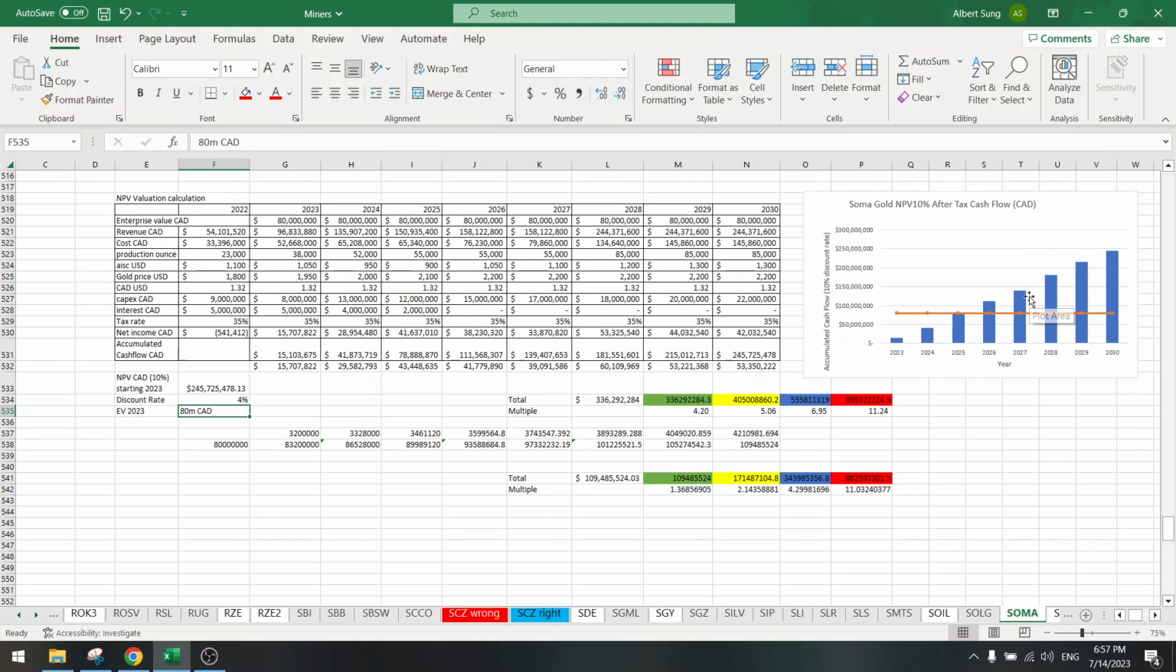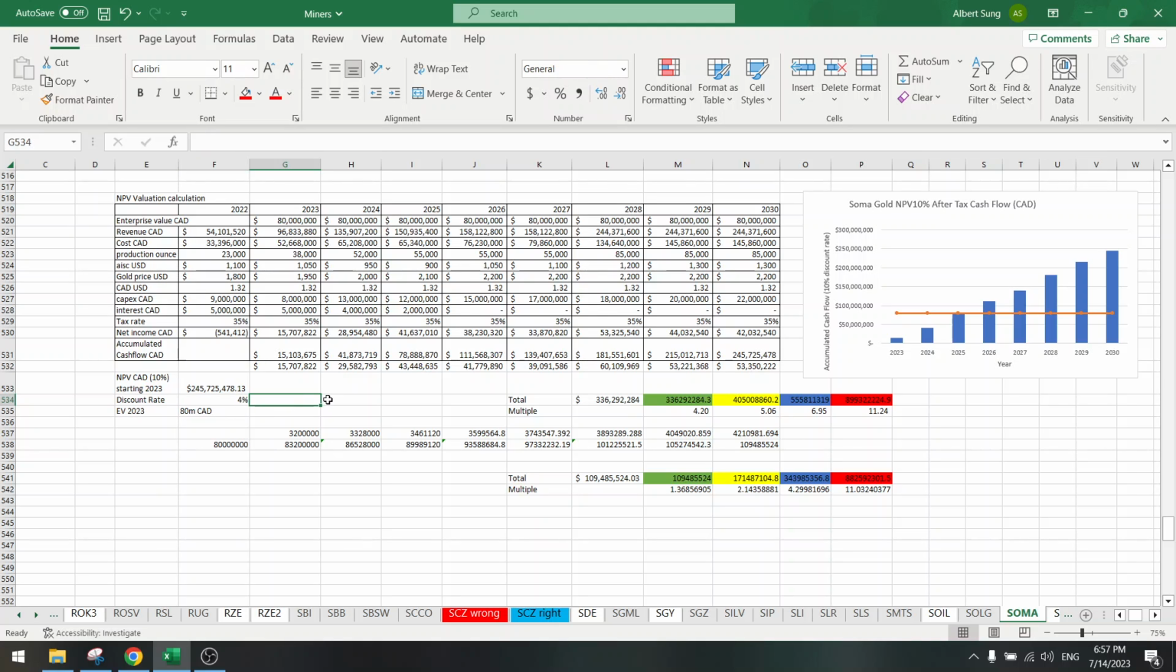If they can achieve consistent 50,000 production at AISC of this, and if the gold price stays above 2,000, and when they produce another 80,000 in those last 3 years. Of course, they can keep producing in the coming years, and then the NPV will be even higher. So the value of Soma Gold would be higher at the 4% discount rate.